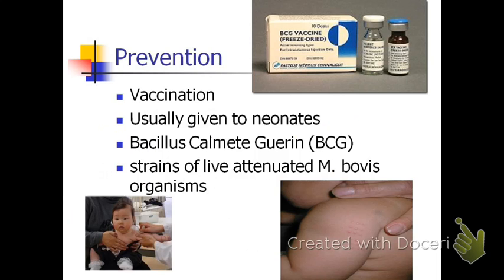Okay, prevention. Vaccination is usually given to neonates. So the name of the vaccine is the BCG, the Bacillus Calmette-Guerin, the strains of live attenuated Mycobacterium bovis. Attenuated means that the organisms have already been rendered weakened. Okay, so it is hoped that you'll be able to produce antibodies against Mycobacterium tuberculosis. So this should also only be given to neonates.